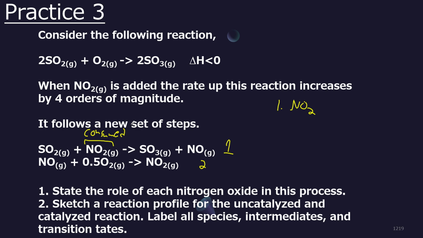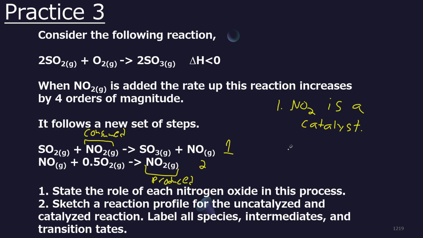As a reactant, but it is produced in step 2 as a product. So overall, it will not appear in an overall chemical reaction. And we also know when it's added, the rate increases by 4 orders of magnitude. So this is the definition of a catalyst. Used and regenerated, speeds up reaction rate.